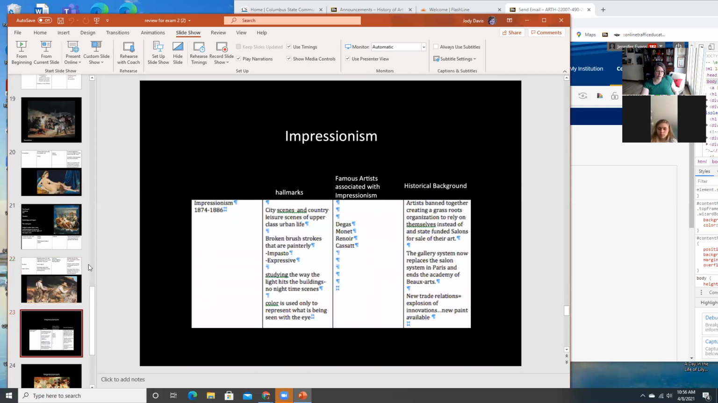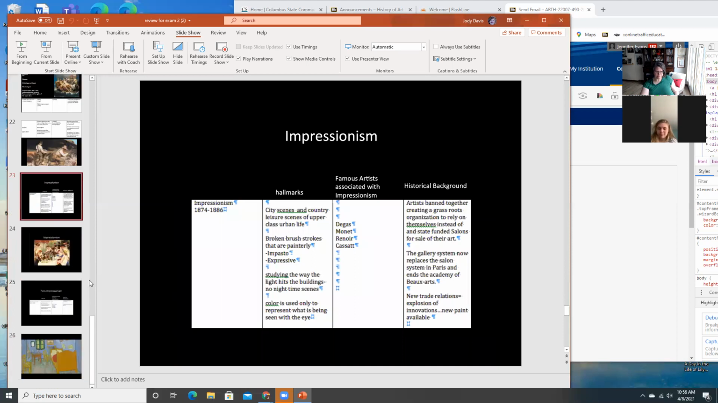Okay, Impressionism. We are almost done. Remember, the Impressionists have a very distinct feel to their paintings. If I stick an Impressionist painting in front of you versus a neoclassical, it is not hard to tell the difference. Impressionists were people who painted city scenes and scenes in the countryside. Particularly Renoir painted scenes of the upper class and urban life.